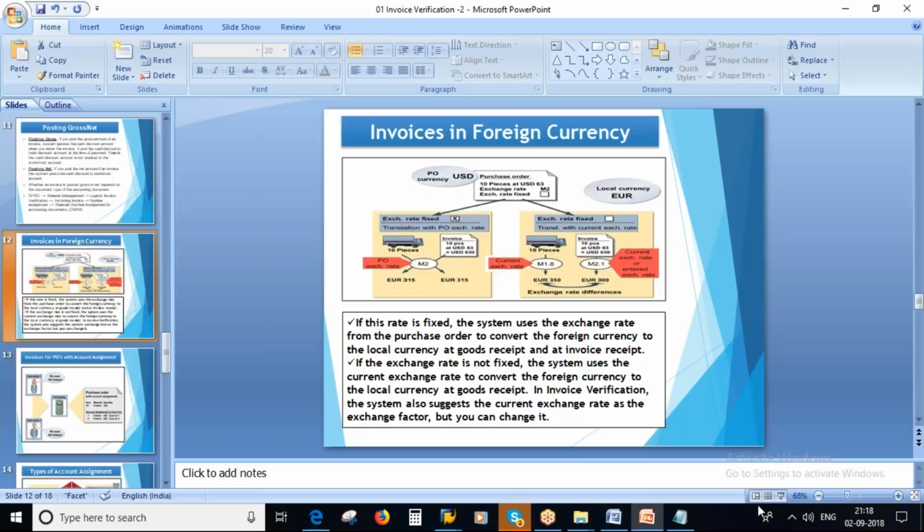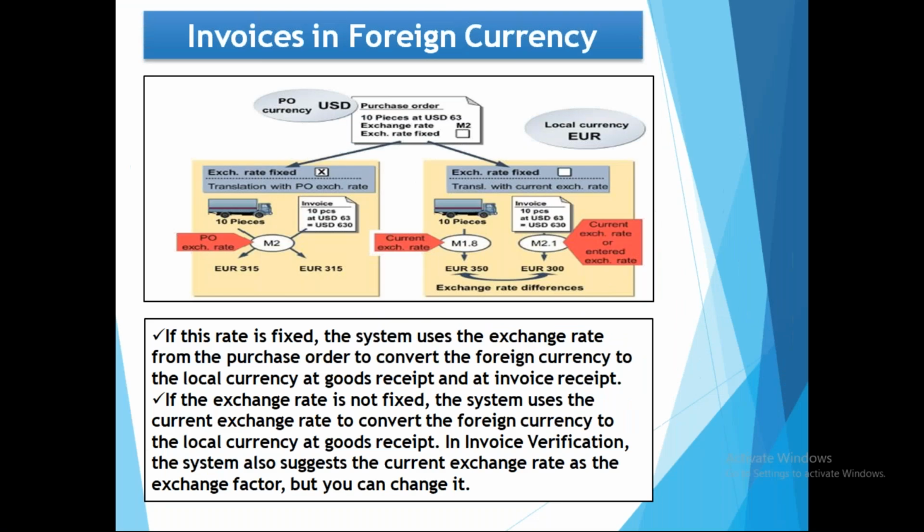Either you can have a fixed exchange rate in the PO, you activate the checkbox, or you can have it without fixed also. And always remember, in the invoice verification, provided the exchange rate is not fixed, the system will always propose the current exchange rate, not from the PO, because PO creation will be done on a different date and invoice verification will be done on a different date. By that time, the exchange rate will have changed. That's what you need to understand.